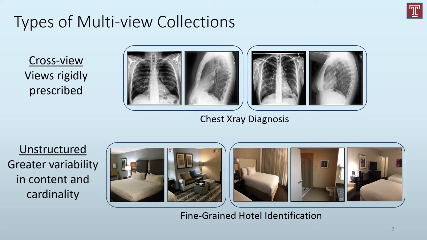In contrast, the views in an unstructured collection do not have any rigidly prescribed order, and the perspective or pose of each individual view can vary greatly. The number of images can also vary from collection to collection. Unstructured collections are common in many scene recognition tasks, such as these examples from the task of fine-grained hotel identification.